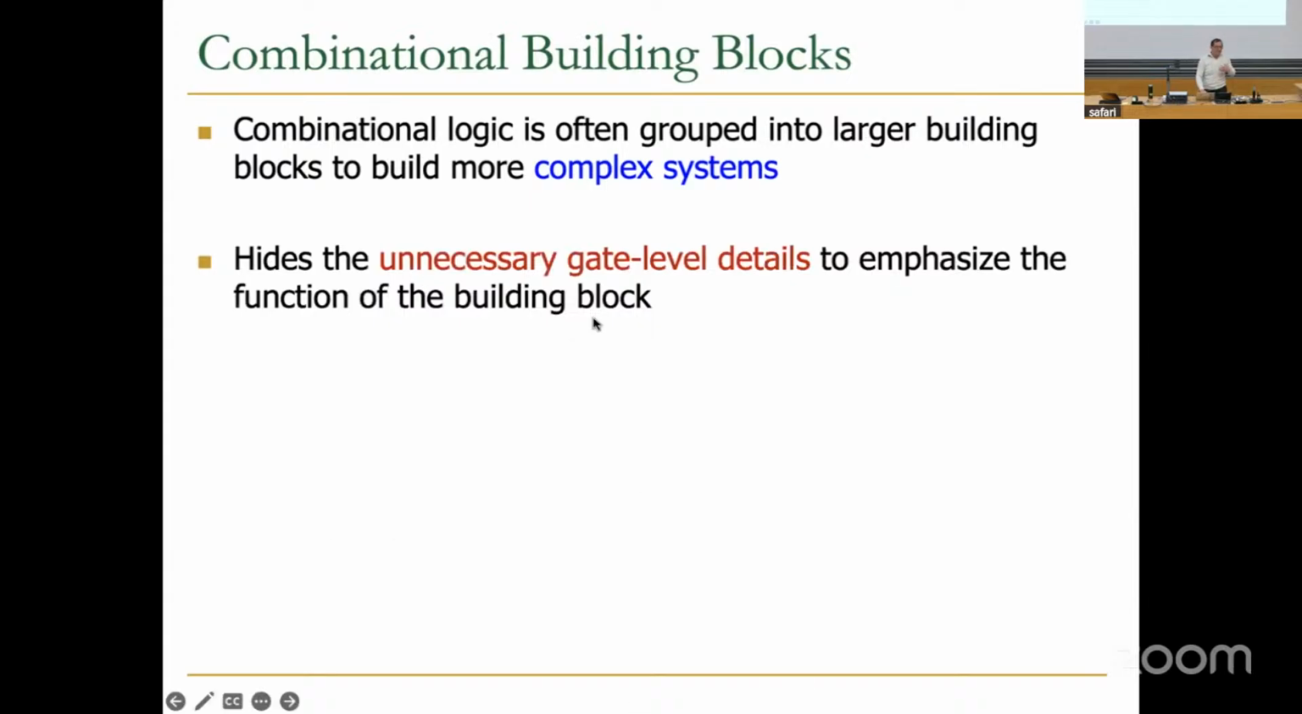The reason we do this is to tame complexity. Because think about the billions of transistors, right? You cannot just look at it with transistors. You need to actually do a hierarchical design. We're going to talk about that also. So you need to group the transistors into gates. You need to group the gates into larger blocks called modules, and maybe modules into even larger blocks, right? Processors, etc., so that you can tame that complexity. So we're going to build a hierarchy. We want to hide the unnecessary gate level details so that we can emphasize the function of the building block.